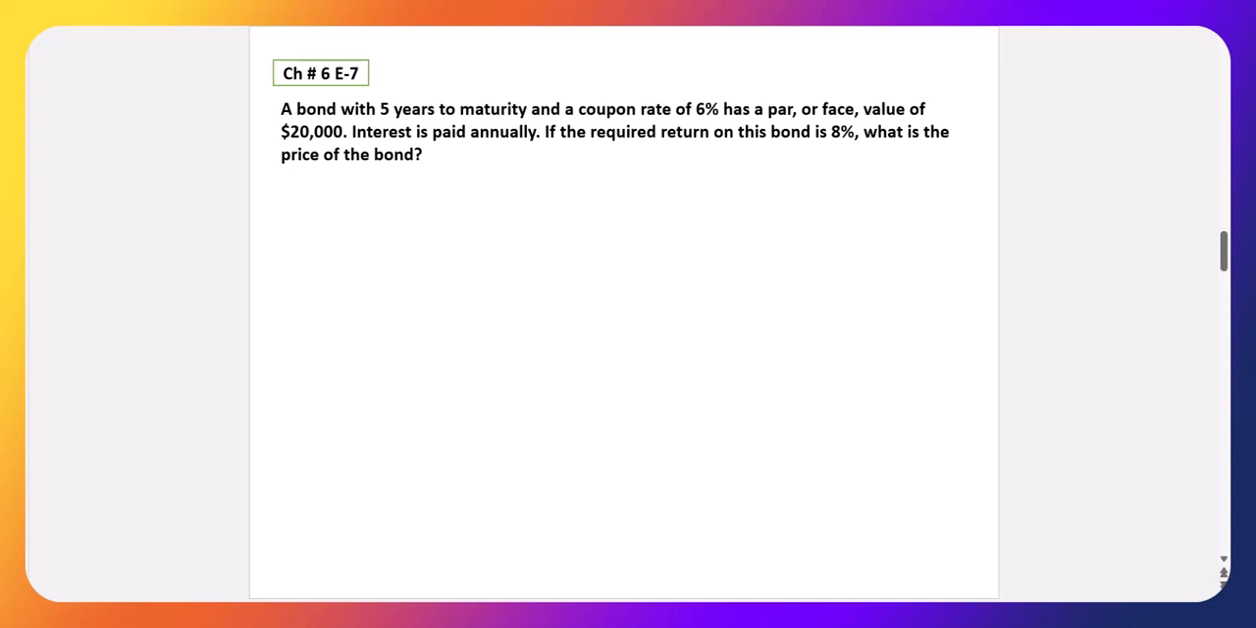Exercise number 7. A bond with 5 years to maturity and a coupon rate of 6% has a par or face value of $20,000. Interest on this bond is paid annually. The required rate of return of the bond is 8%, or another way of looking at it is the market rate of the bond is 8%. They want us to calculate the price of the bond.